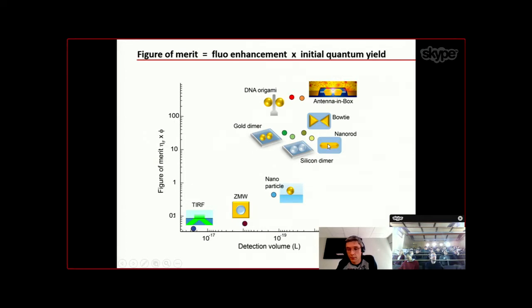A nanorod, colloidal, commercially available, you put it on a cover slip, it's extremely easy to do. Gold dimers also are pretty easy. If you just go for random deposition, set for good concentration, you can have these nano antennas available pretty easily. So it's not that complicated.